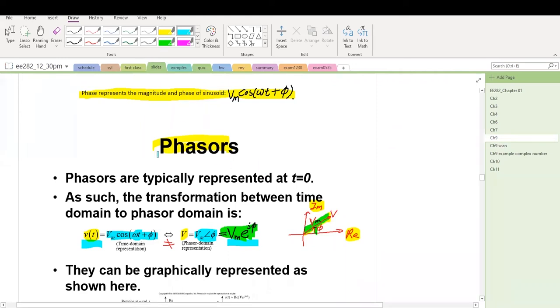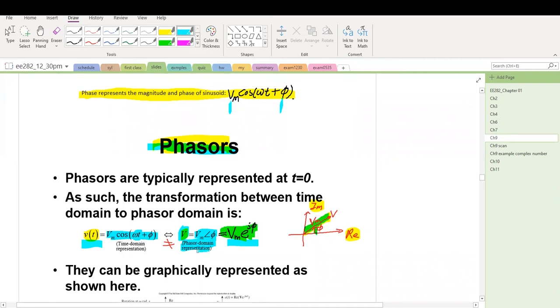In this video, we look at phasors. A phasor represents the magnitude and phase of a sinusoid. This sinusoid is Vm cosine omega t plus phi. So this is the phasor notation: big V represents the magnitude of the sinusoid and the phase, so Vm at the angle phi. And this is in the phasor domain.